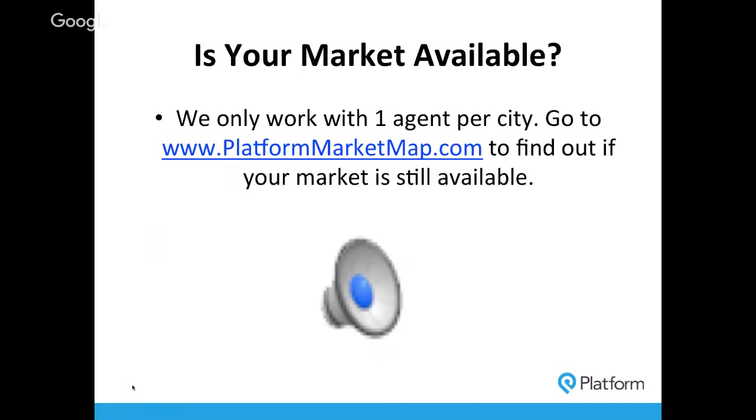So we're not some huge company where we have tens of thousands of clients around the country, but we're also not small. It's not like we're only working with 5 agents, right? We have about 100 real estate agents that we work with right now, okay? And so chances are your market is still available. But the reason we ask you to go to www.platformmarketmap.com is to just find out if your market is available. Because if it is, if we don't already have a realtor that we're working with in your market, you can check out Platform on a trial month.